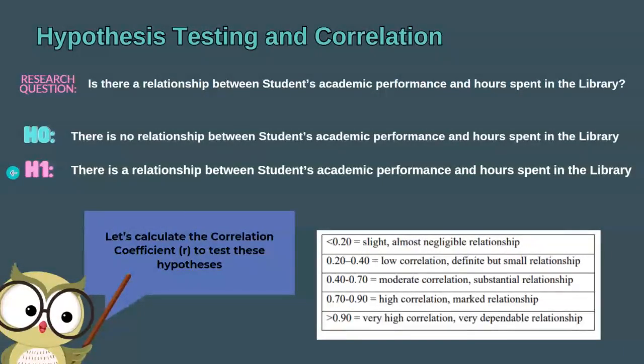I want to draw your attention to the hypotheses. When you are asked to give a hypothesis, you must always provide a null hypothesis, denoted as H, with a subscript 0, though on Canva you can't make subscripts. Then the alternate hypothesis, H1. They are very simply the converse of each other. The null hypothesis is always the negative. It's the assumption that there is no relationship between variable A, the students' academic performance, and variable B, the hours spent in the library.